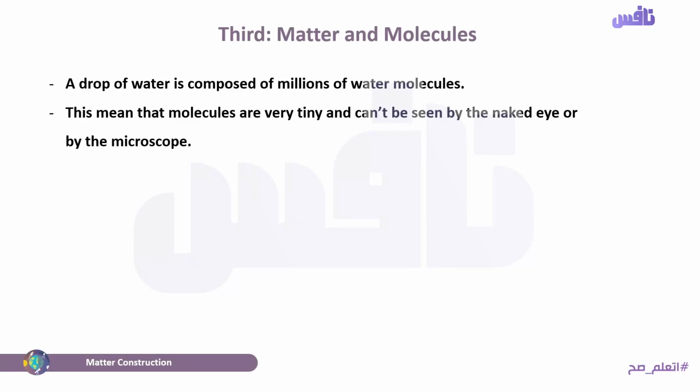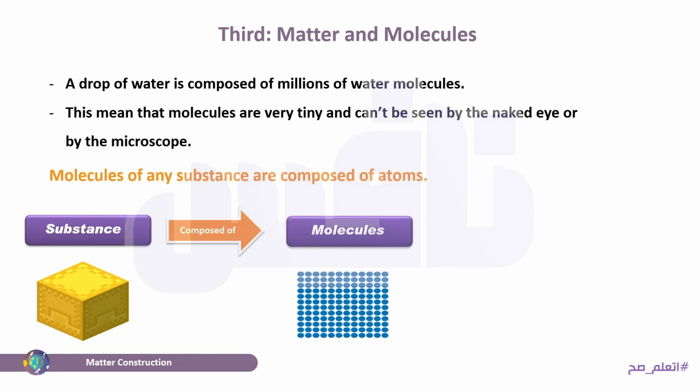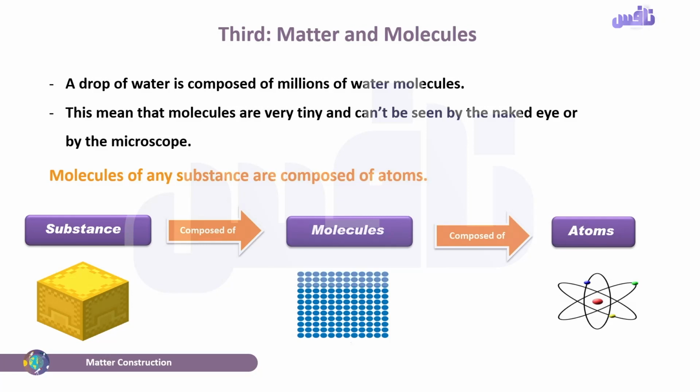A drop of water consists of millions of water molecules. This means that the molecules are very tiny and cannot be seen by the naked eye, but can be seen through a microscope. The molecules of any substance are composed of atoms. Any substance consists of molecules, and all molecules are composed of atoms.